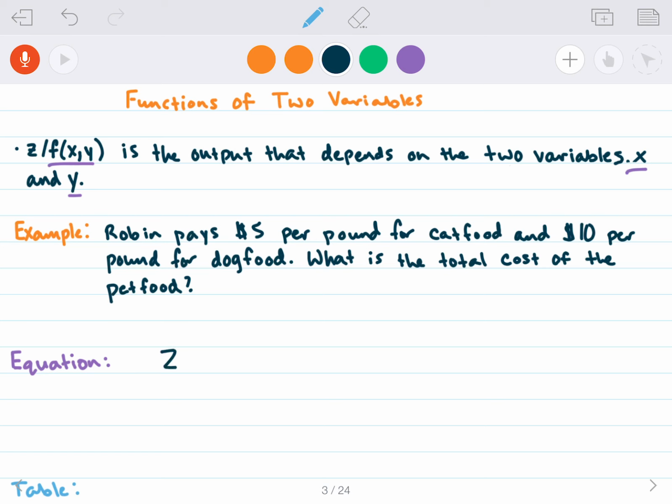Well, we can say Z is our output. So our output is our total cost. Actually, maybe let's name the variables first. Let's say that Z is the total cost. This is the output. Let's say that X is the pounds of cat food that she buys, and let's say that Y is the pounds of dog food that she buys.